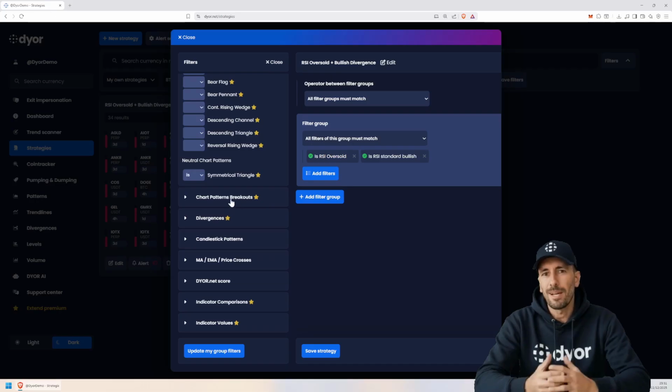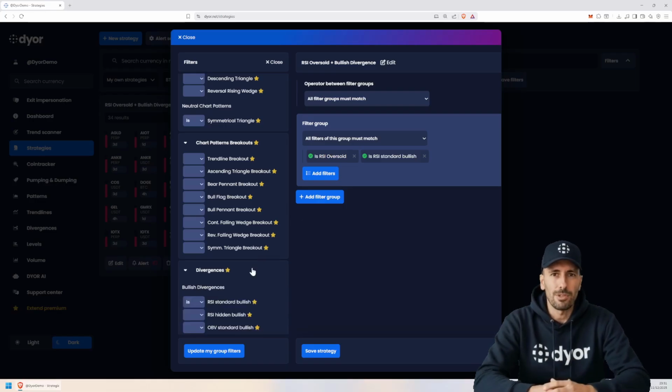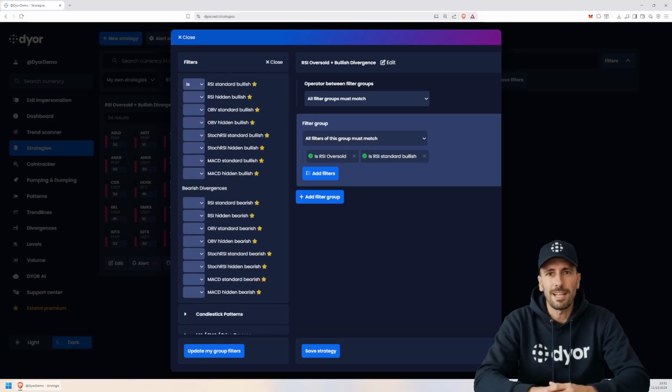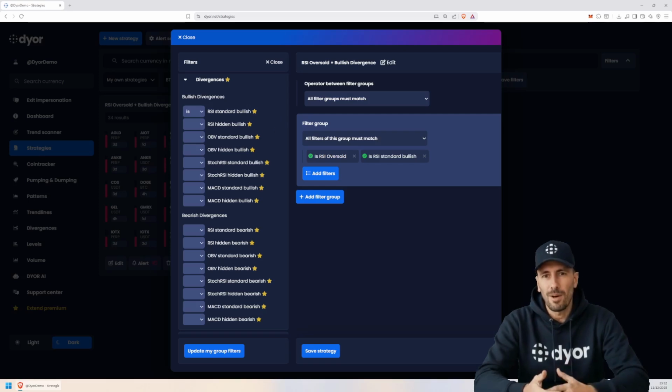So then, we have chart pattern breakouts. These filters let you spot patterns that have just been broken to the upside. This is great for spotting cryptos that are either reversing a trend or confirming a continuation. Next, let's look at divergences. We already added a standard bullish divergence on the RSI in the first video, but there are others. Divergences on balance volume, OBV, MACD, and stock RSI.